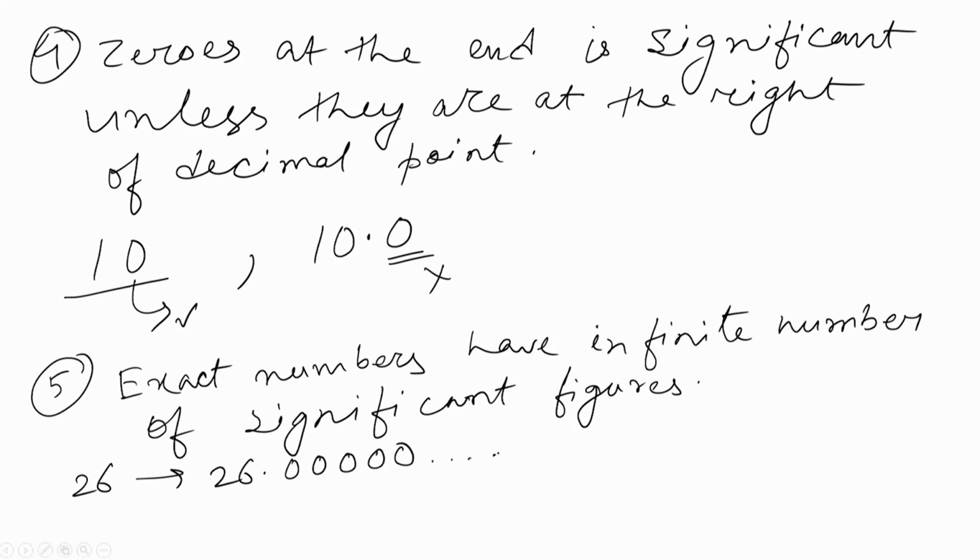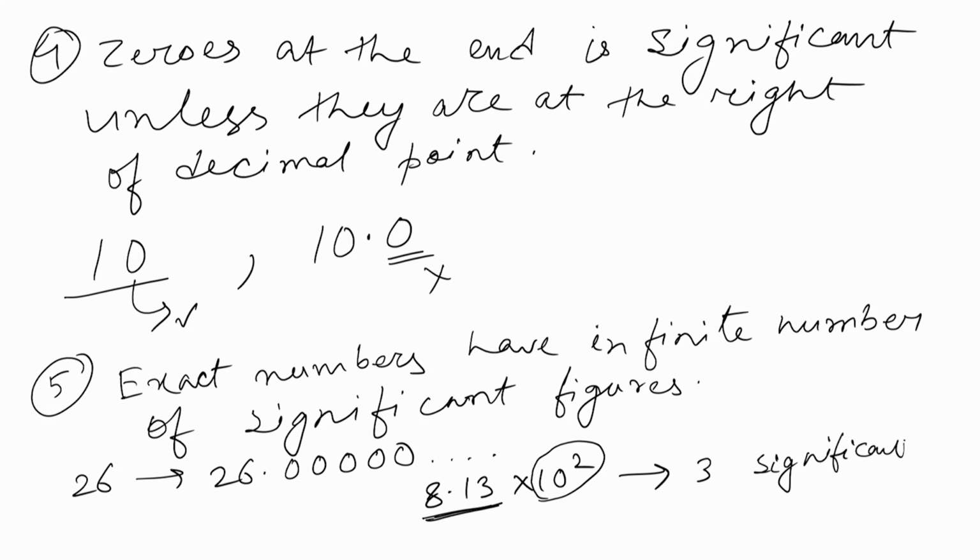Okay. Now, another thing that needs to be said is that when we are writing scientific notation, okay, let's say 8.13 into 10 to the power 2. In this case, there are 3 significant figures, these 3. But we do not count the exponential part within the significant figure. Okay. So, there are 3 significant figures. So, in the next lecture, we will discuss about the mathematical operations of significant figures. Thank you.